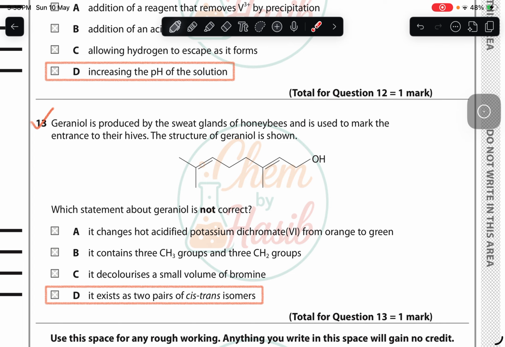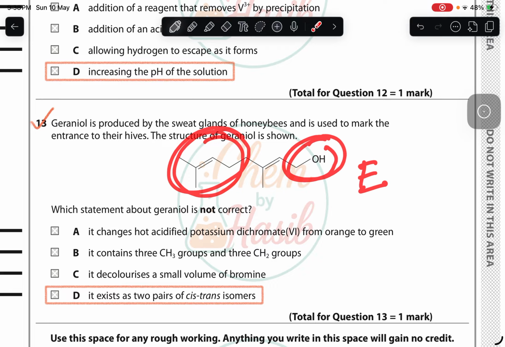We don't have any cis-trans isomerism here, because in order to have cis-trans, you must have identical groups on both sides. See, this does not have geometric isomerism because they have identical groups here. This double bond here has geometric isomerism, but it has E/Z isomerism. This is an E isomer because the high priority groups are on the opposite side. So it can have E/Z isomerism, but it does not have cis-trans isomerism.